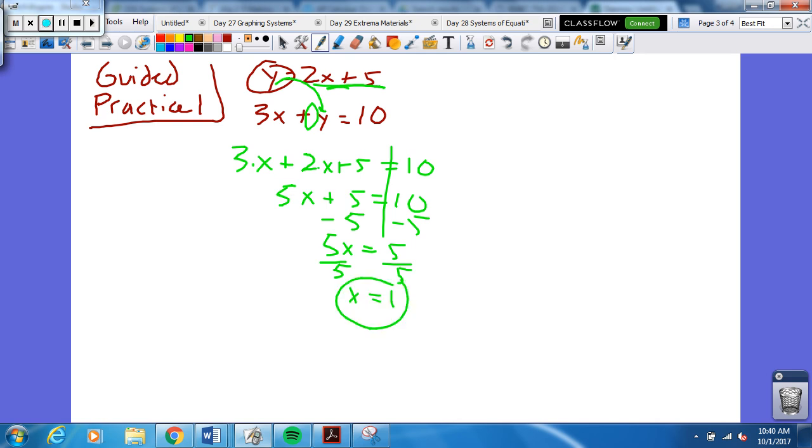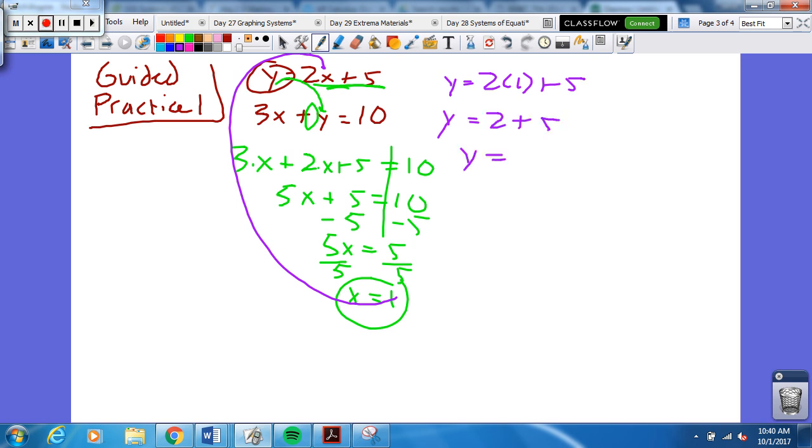What can I do now to get the y? Oh yeah, plug in back here. y equals 2 times 1 plus 5. y equals 2 plus 5. y equals 7. So we got (1, 7) as our solution. x equals 1, y equals 7. Hopefully you got that one.